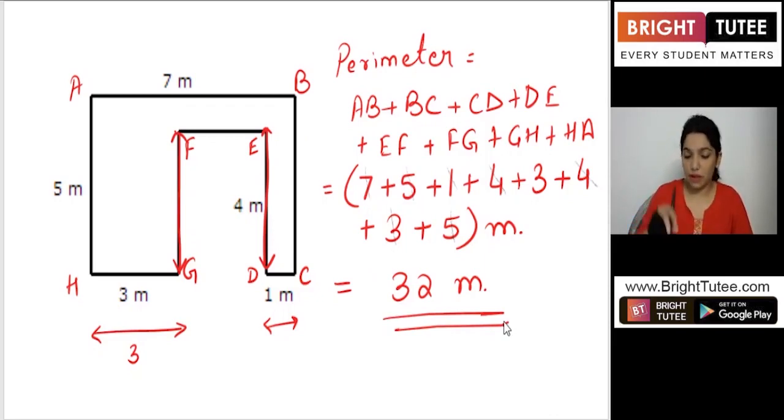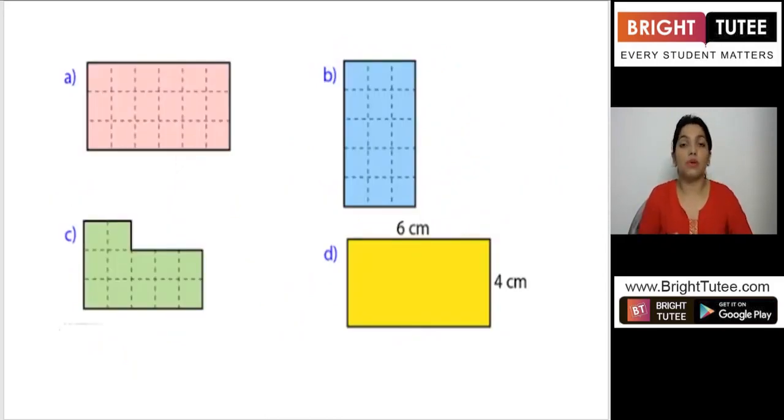So I hope this part is clear, that if you are not given the length of a particular side, you can look at the corresponding sides that are given to us and get to the answer of the unknown side using those known sides, right? Now look at this particular question here.